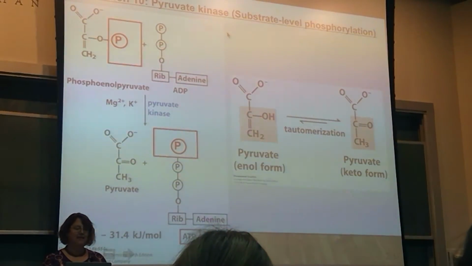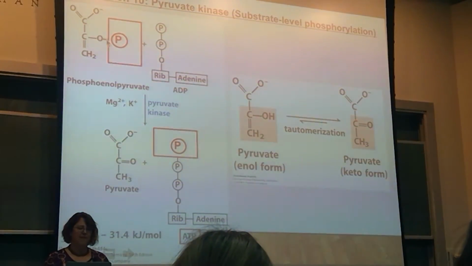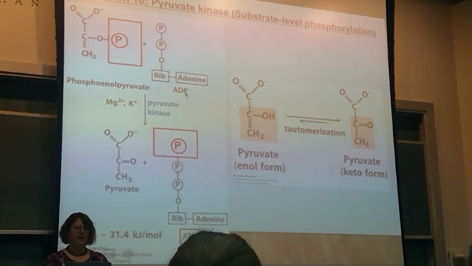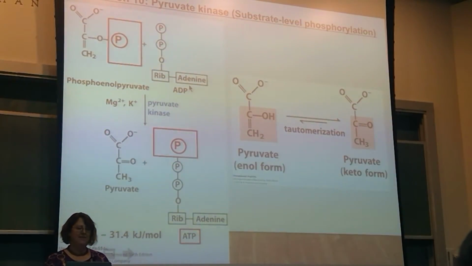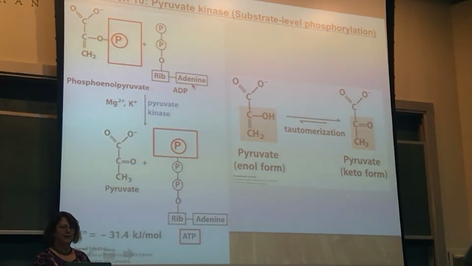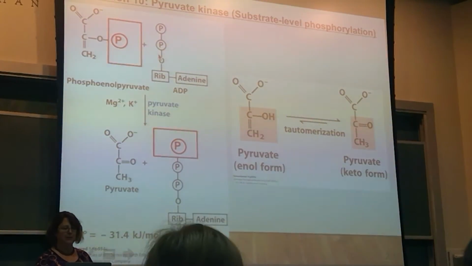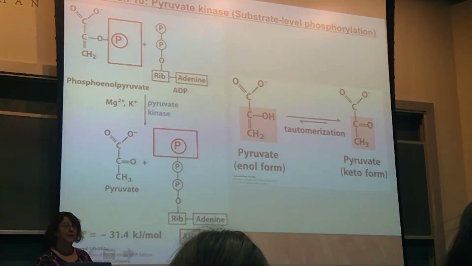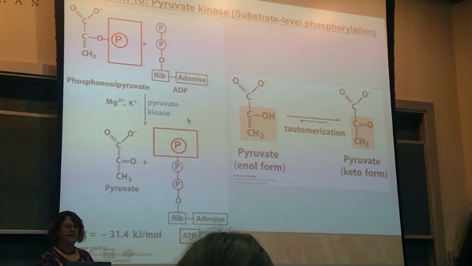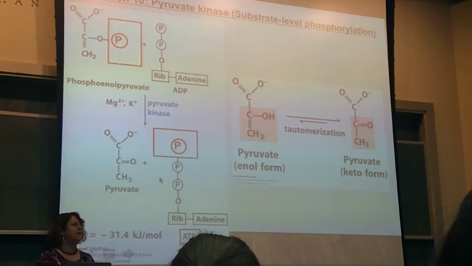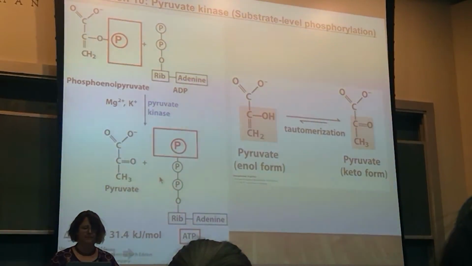So reaction 10, the last one, you have the phosphate group and you have ADP, and then you're going to have a pyruvate kinase. You're going to remove that phosphoryl group. It's going to go to ATP, and you're left with pyruvate. Okay? So again, this is a kinase, but it's acting in the reverse direction of what we initially talked about.